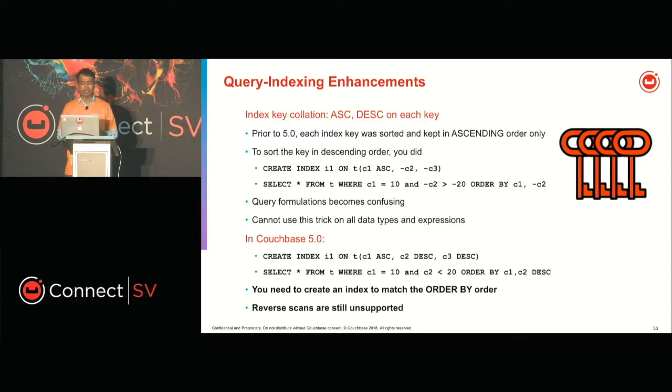It was a little bit complicated, but in 5.0, you can add an ascending or descending modifier to each of the index keys so that your queries become natural, and we optimize the ascending descending requirements to match the ascending descending correlation given in the index key, so that it saves you a lot of sorting time for your pagination queries.